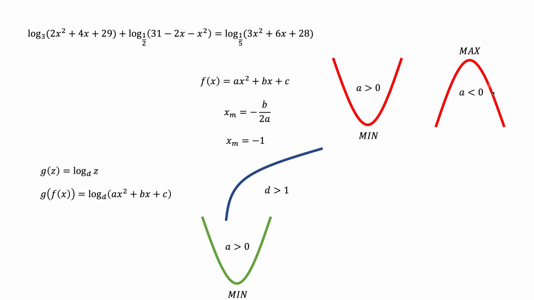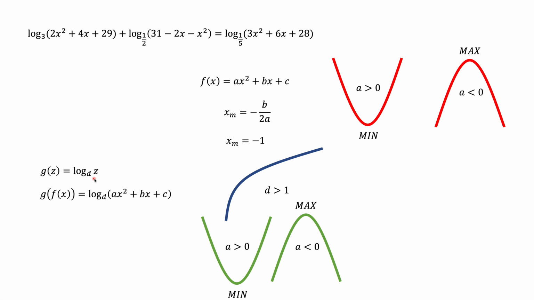Now, if f of x was like this with the maximum, g of f of x is also going to look similar. So wherever f of x had a maximum, g of f of x is going to also have a maximum. And that's a property of a function that is monotonically increasing.